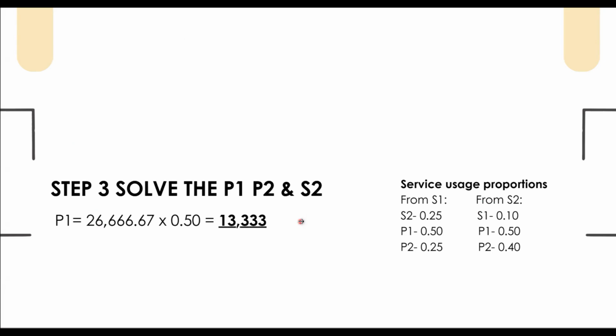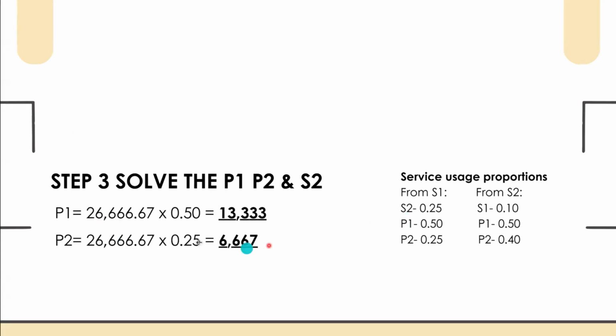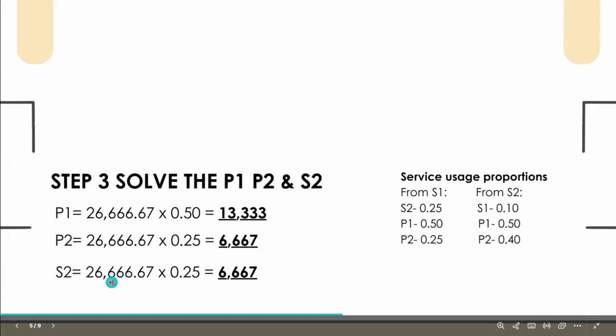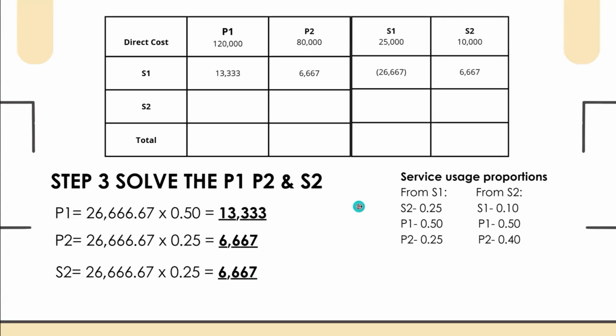And we repeat the same steps for P2. Previous answer multiplied by the given proportion of services used, which is 25% for P2, and we get 6,666 and 67 centavos. Now we do the same for S2. Multiply the previous answer, 26,666 and 67 centavos, with 25%, which is given for S2, and we get the same answer of 6,666 and 67 centavos. However, we don't stop there. We simply plug into our table the answers that we came to, including the one from the previous step.